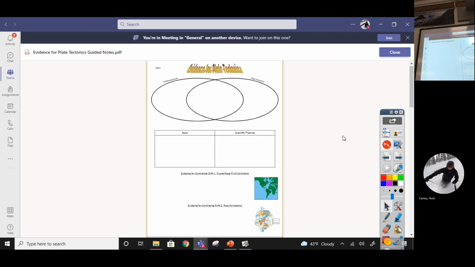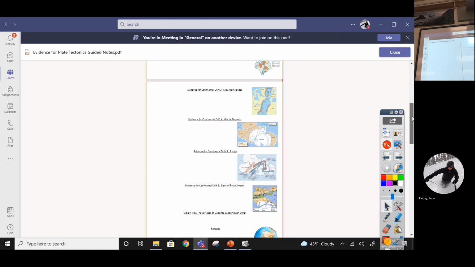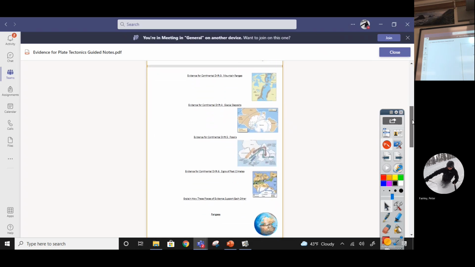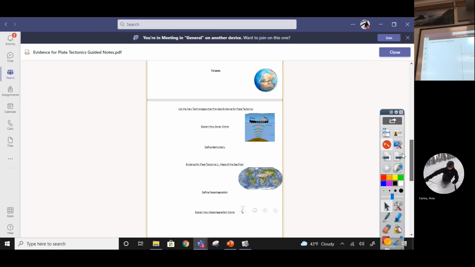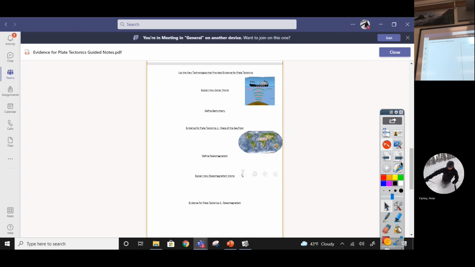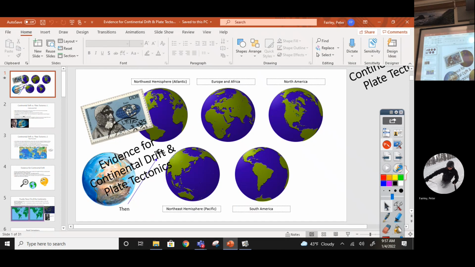So we should have already finished this page. We should have already finished page 2. This is all about continental drift, the older theory. And that takes us to page 3, the more modern theory that we call plate tectonics. And so that's where we're going to pick it up.